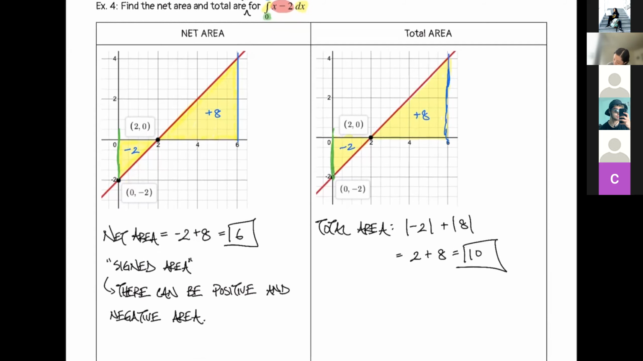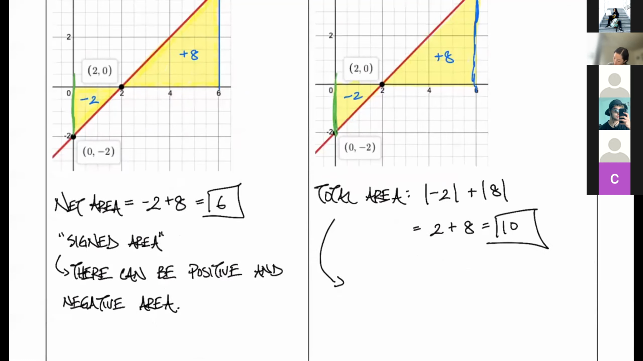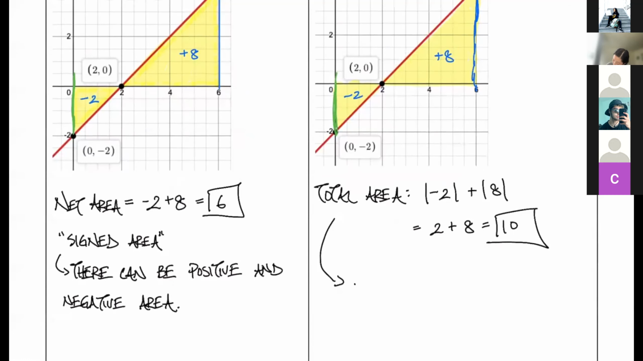All right, so with total area, maybe the note we want to make to ourselves is that this is the absolute value of each piece of area. Okay.